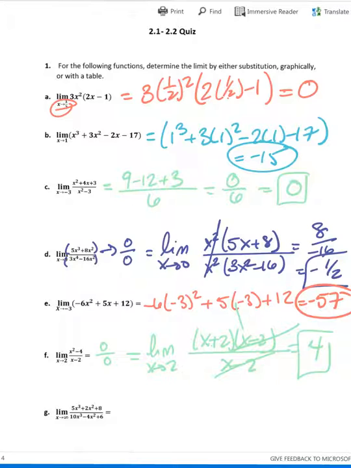Plug in infinity. This is all still infinity over infinity, which is also an indeterminate. But here's the other thing you have to remember: if I'm taking the limit as x approaches infinity, I'm actually finding the horizontal asymptote. And I gave you a shortcut for this.